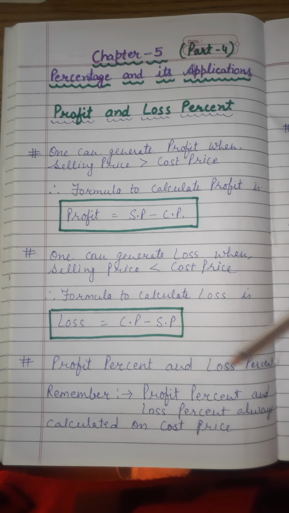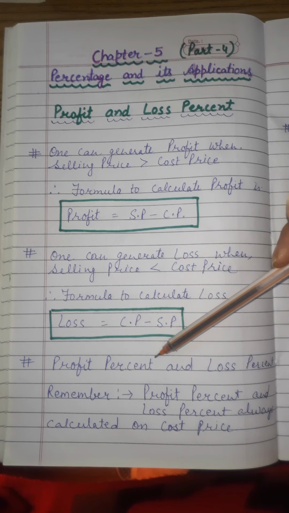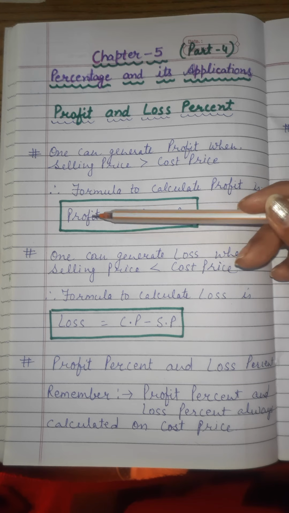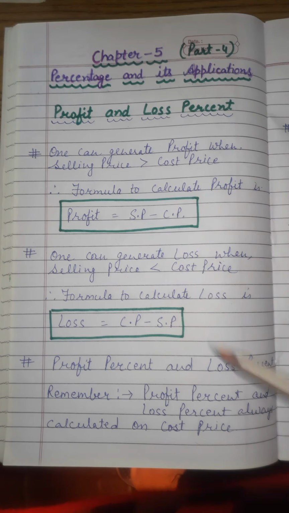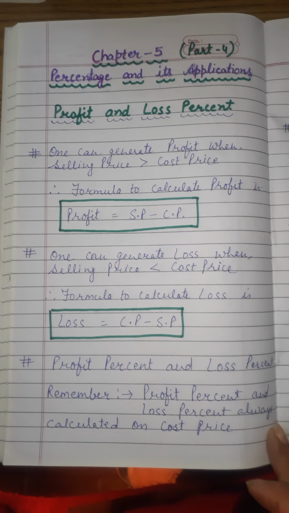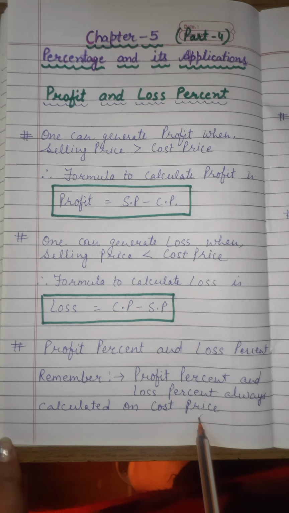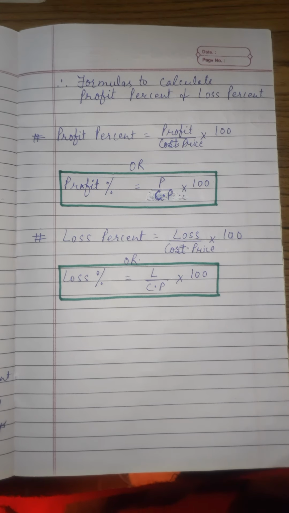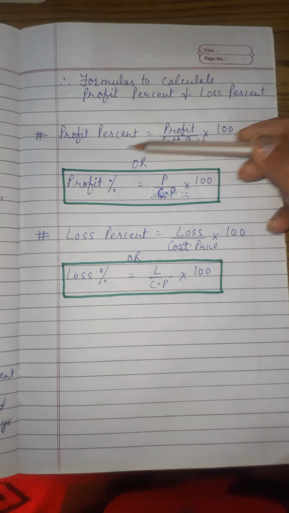Profit percent and loss percent. Now we will learn how we can find profit percent and loss percent. This is the formula to find profit only. Now we will calculate profit percent. To remember one thing, profit percent and loss percent are always calculated on cost price. Okay, so the formula to calculate profit percent and loss percent is, so first one is profit percent.